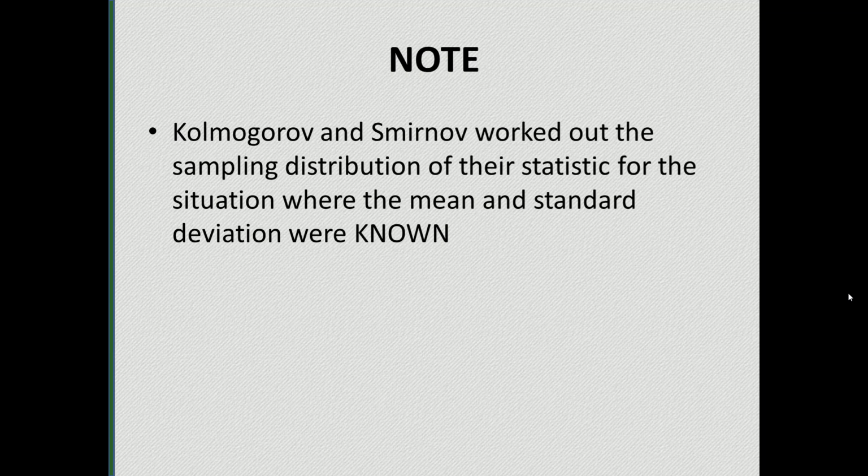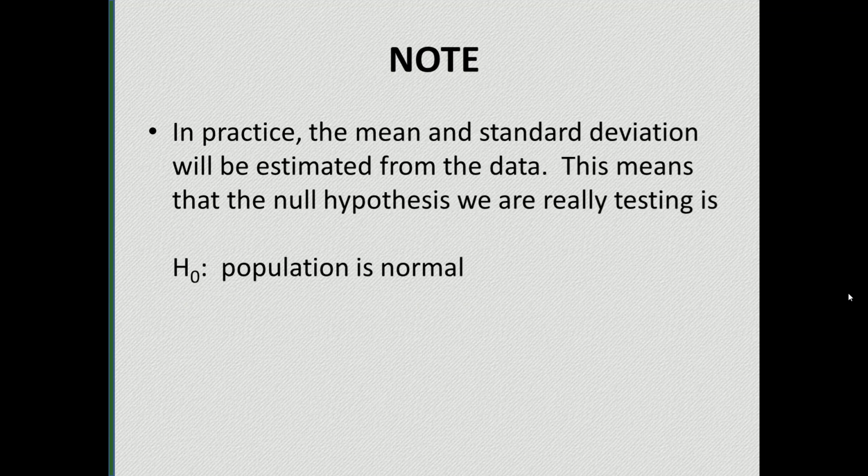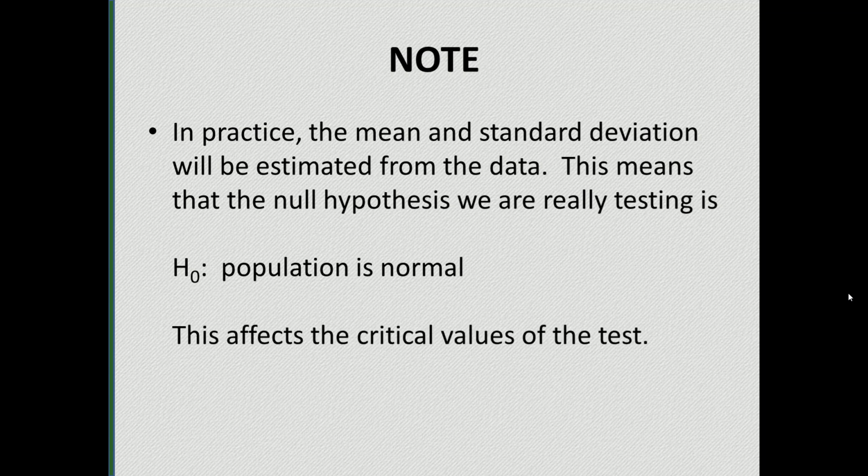Now, Kolmogorov and Smirnov worked out the sampling distribution of their statistic for the situation where the mean and standard deviation were known. In other words, they're testing here the hypothesis that the population is normal with a mean of 50 and a population standard deviation of 20. But in practice, we're going to estimate that mean and standard deviation from the data. This means that the null hypothesis we're really testing is simply that the population is normal. This affects the critical values of the test.